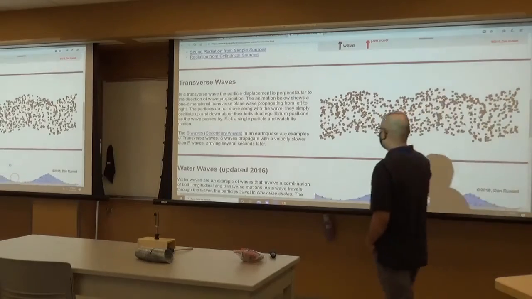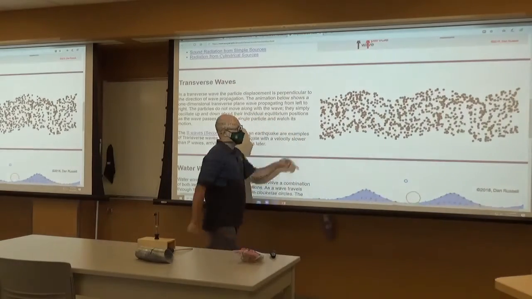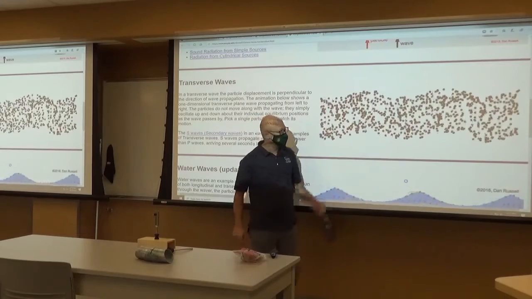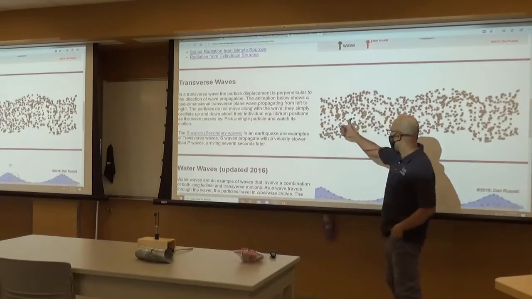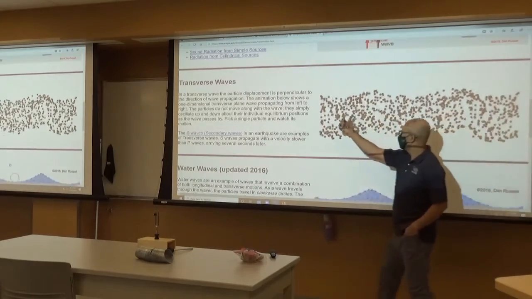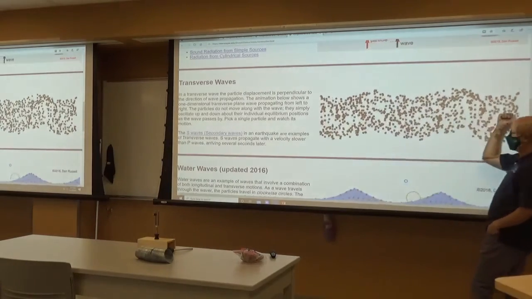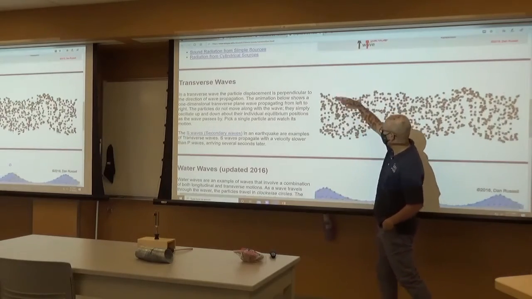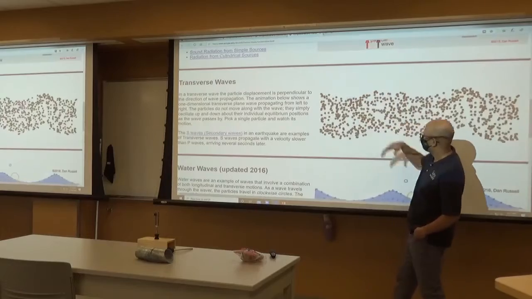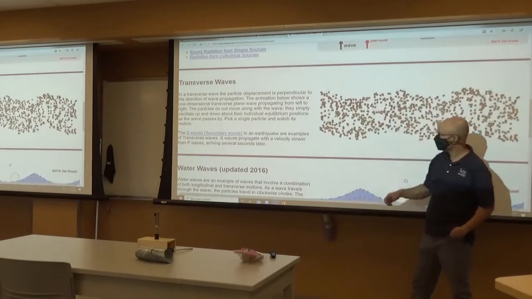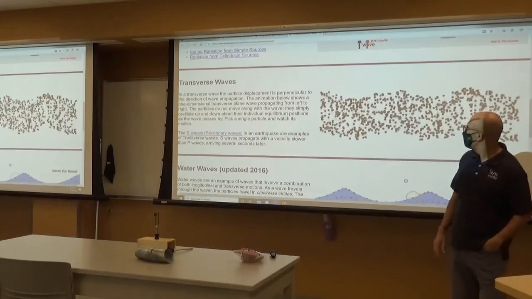So in this case, you see the particles are moving up and down, up and down, up and down, and the wave is actually propagating along this direction. The wave is propagating along this direction, whereas the molecules, or the particles, are moving up and down. That is perpendicular to the direction of propagation. So this is transverse wave.